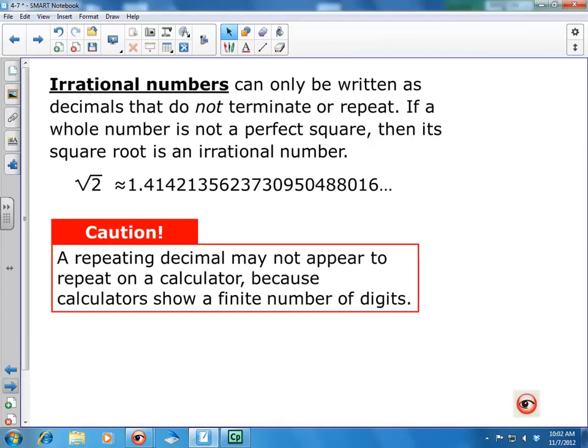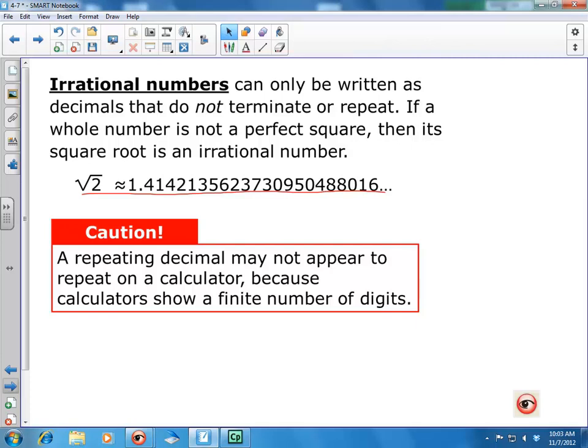Our next slide is talking about irrational numbers. This is pretty much the definition that you already have, so you don't have to write this down. You can write irrational number. You don't have to write down this whole square root of 2 thing, but that is an example of an irrational number, and I'll tell you why. It says an irrational number can only be written as decimals that do not terminate or repeat. If a whole number is not a perfect square, then its square root is an irrational number. For example, right here, the square root of 2.